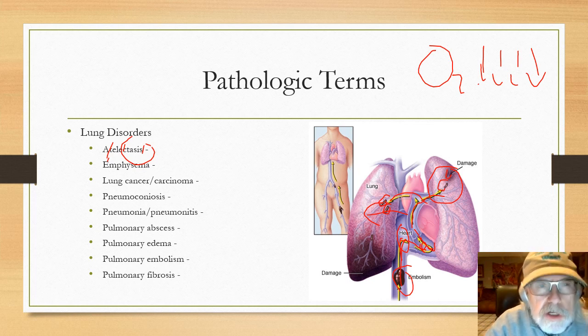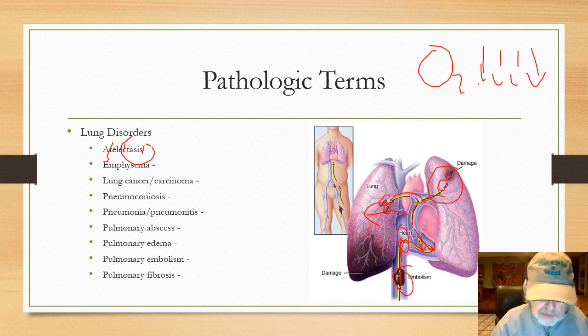Pulmonary fibrosis. Pulmonary fibrosis is a situation where, and a lot of things could cause it, it could be chemicals that people inhale, it could be irritants that people inhale, all kinds of things. It could be certain illnesses that will cause this. And what it does is it just causes the lungs to become very scarred.